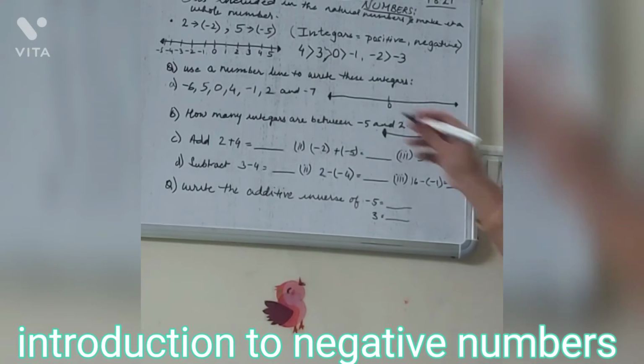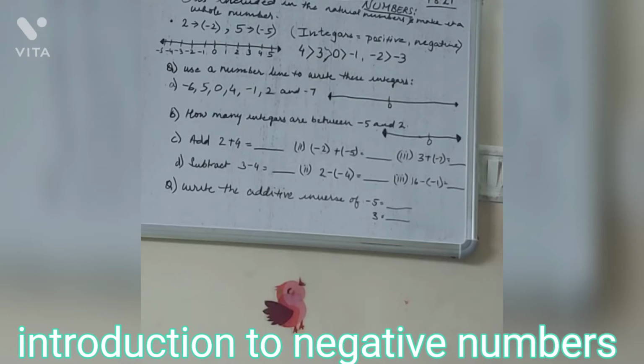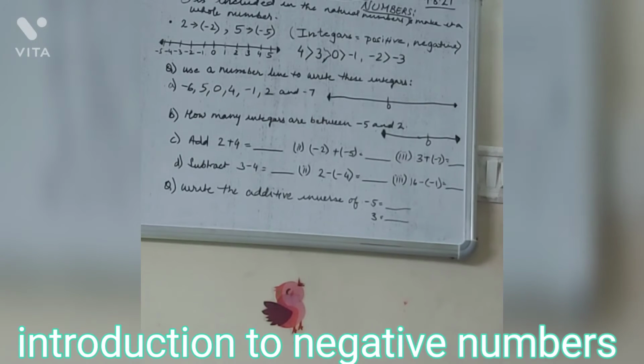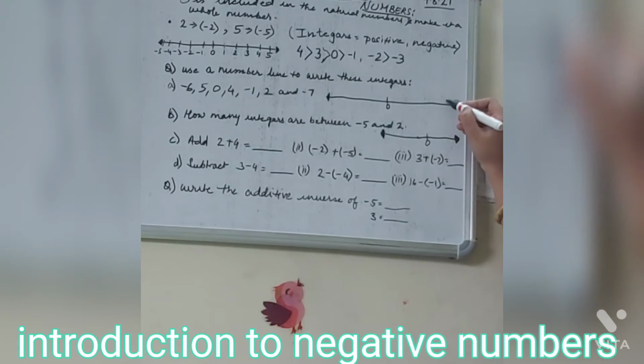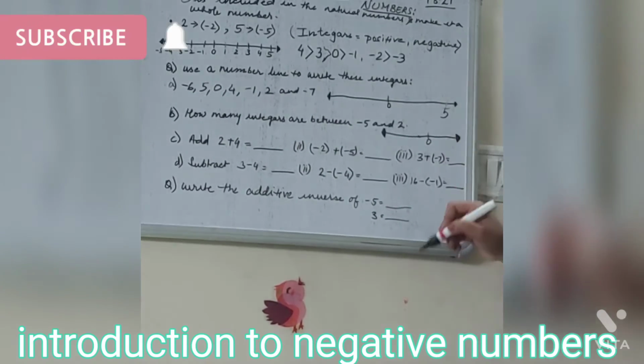So this is my number line. I have already written 0 in the middle. Now we'll start from the right hand side. On the right hand side we have to write the positive numbers. The biggest is 5. So here we are writing 5.